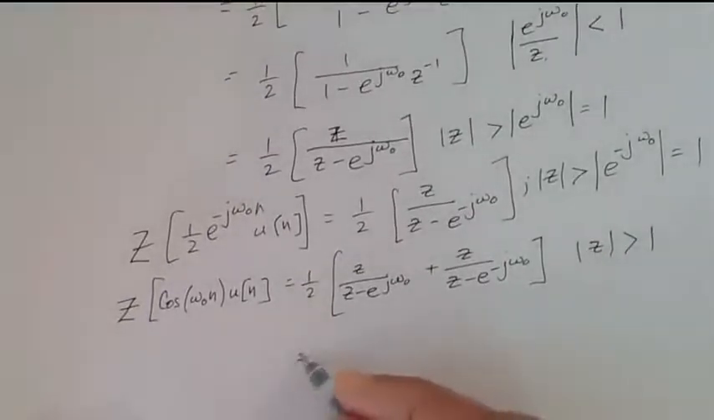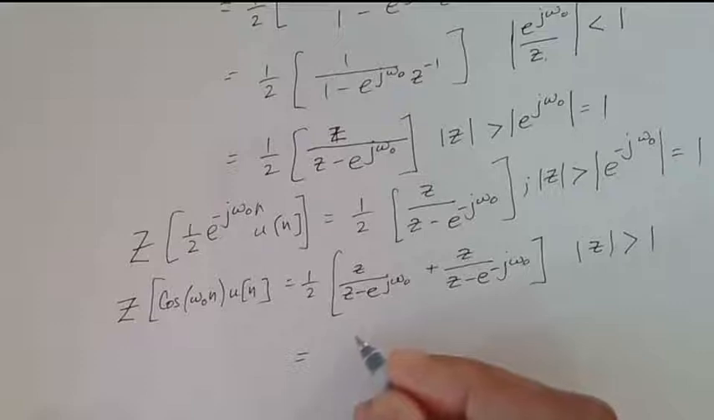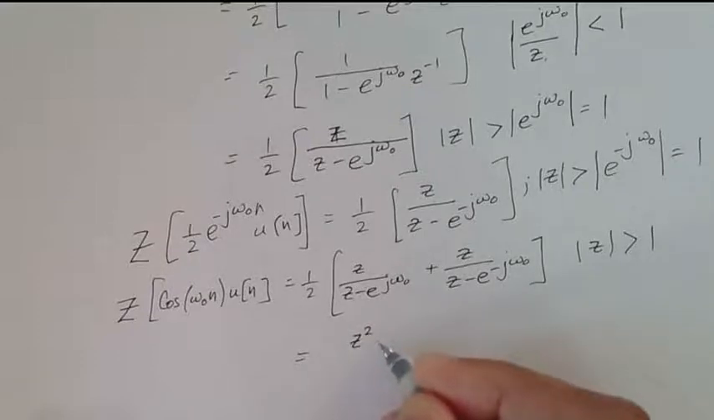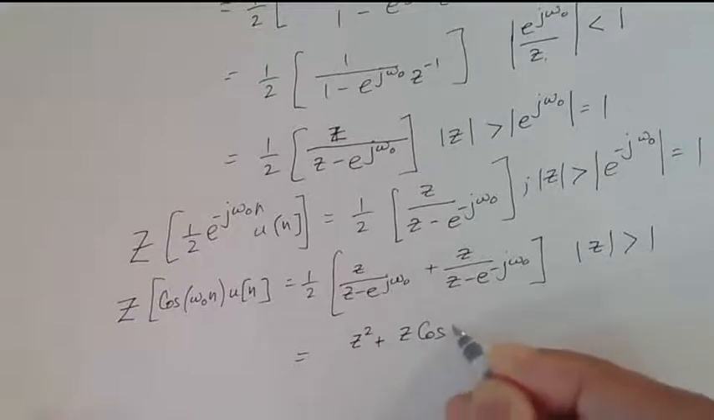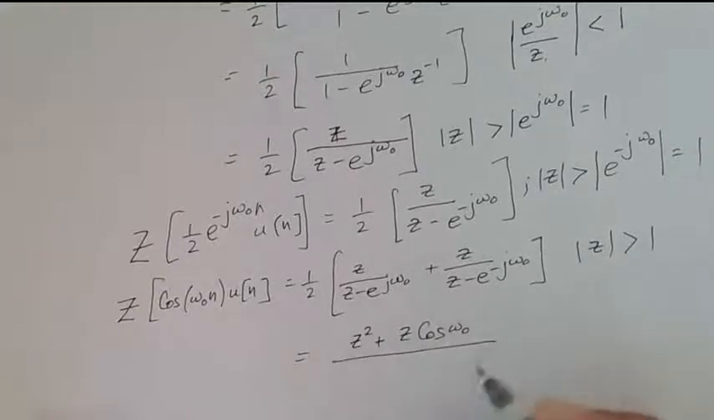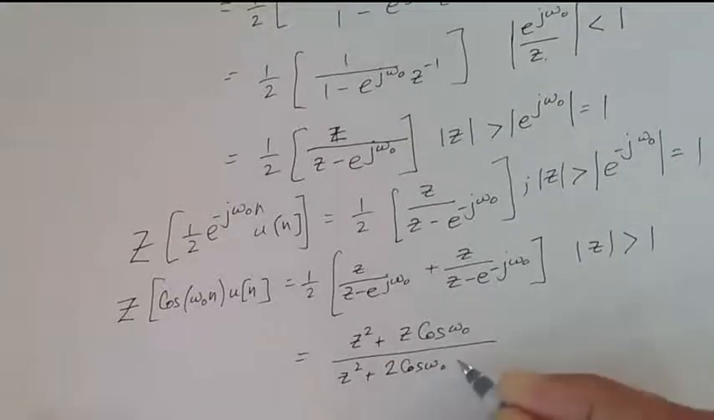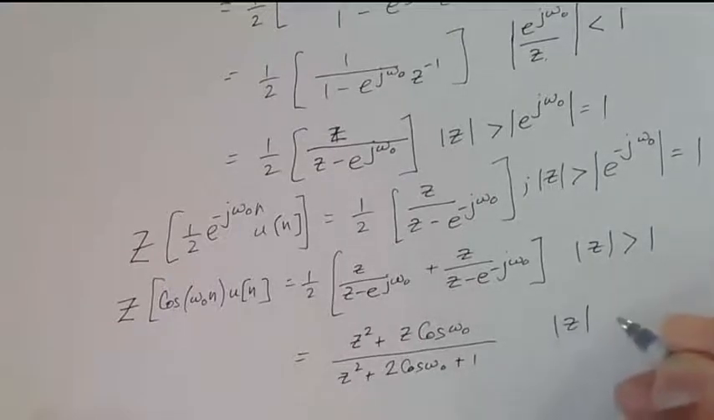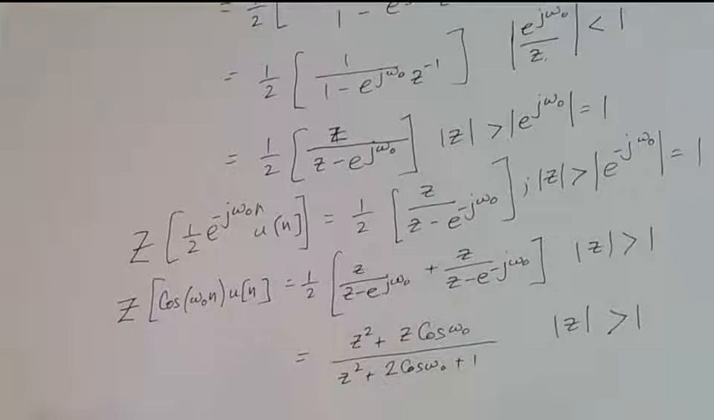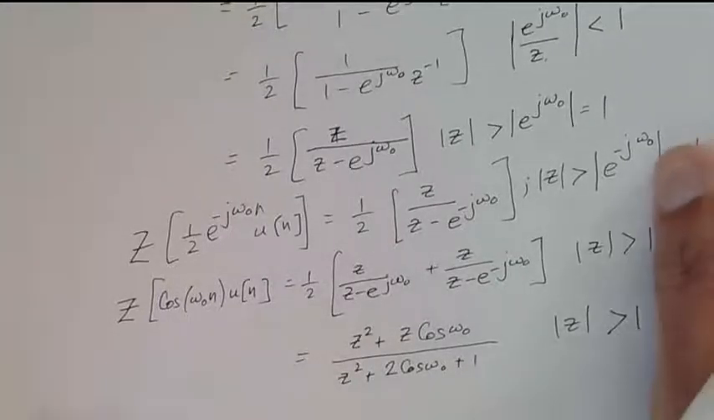And if we work it all out, we get, I think it was z squared plus z cosine omega naught over z squared plus 2 cosine omega naught plus 1. I think that's what it is. Magnitude of z greater than 1. Okay, so that's the z transform of this more complicated looking thing.